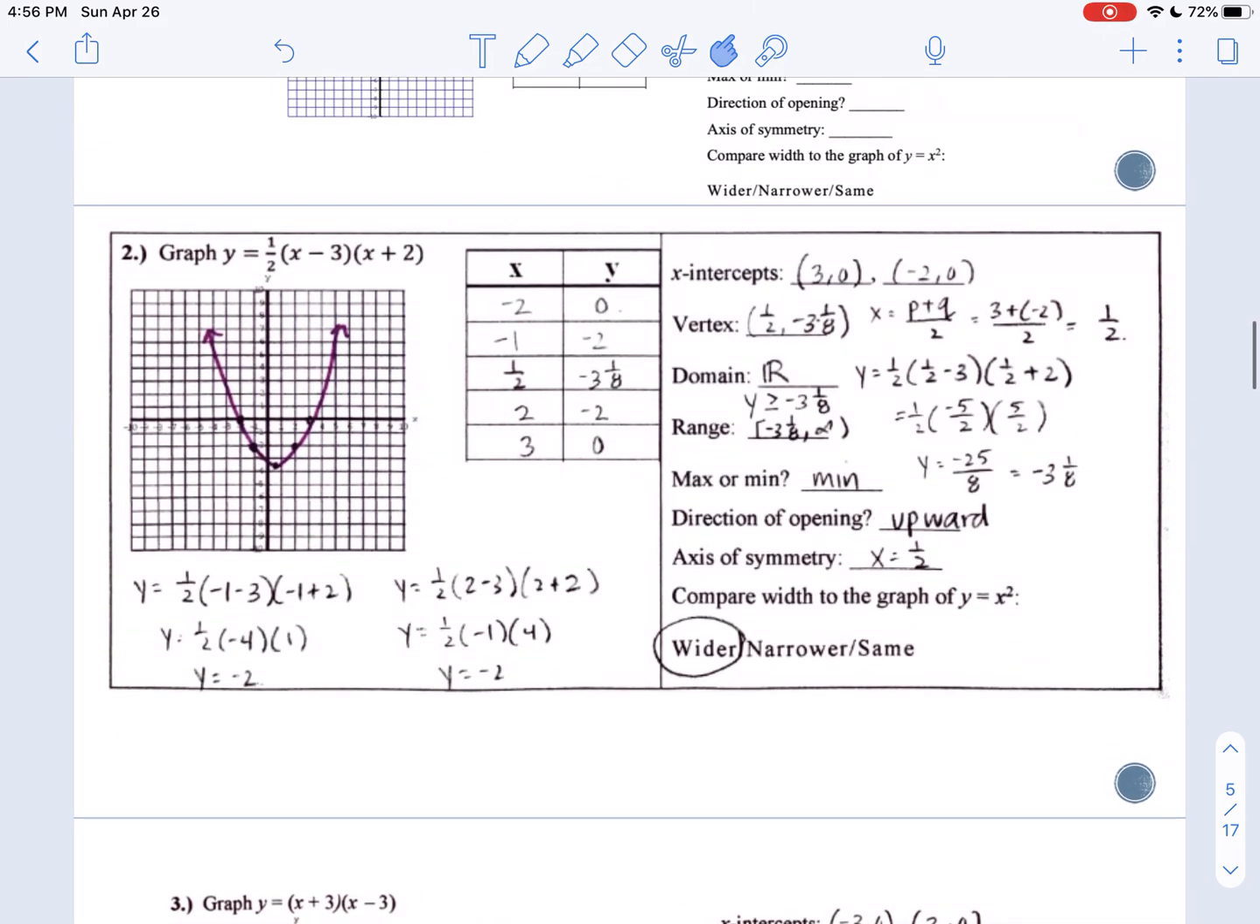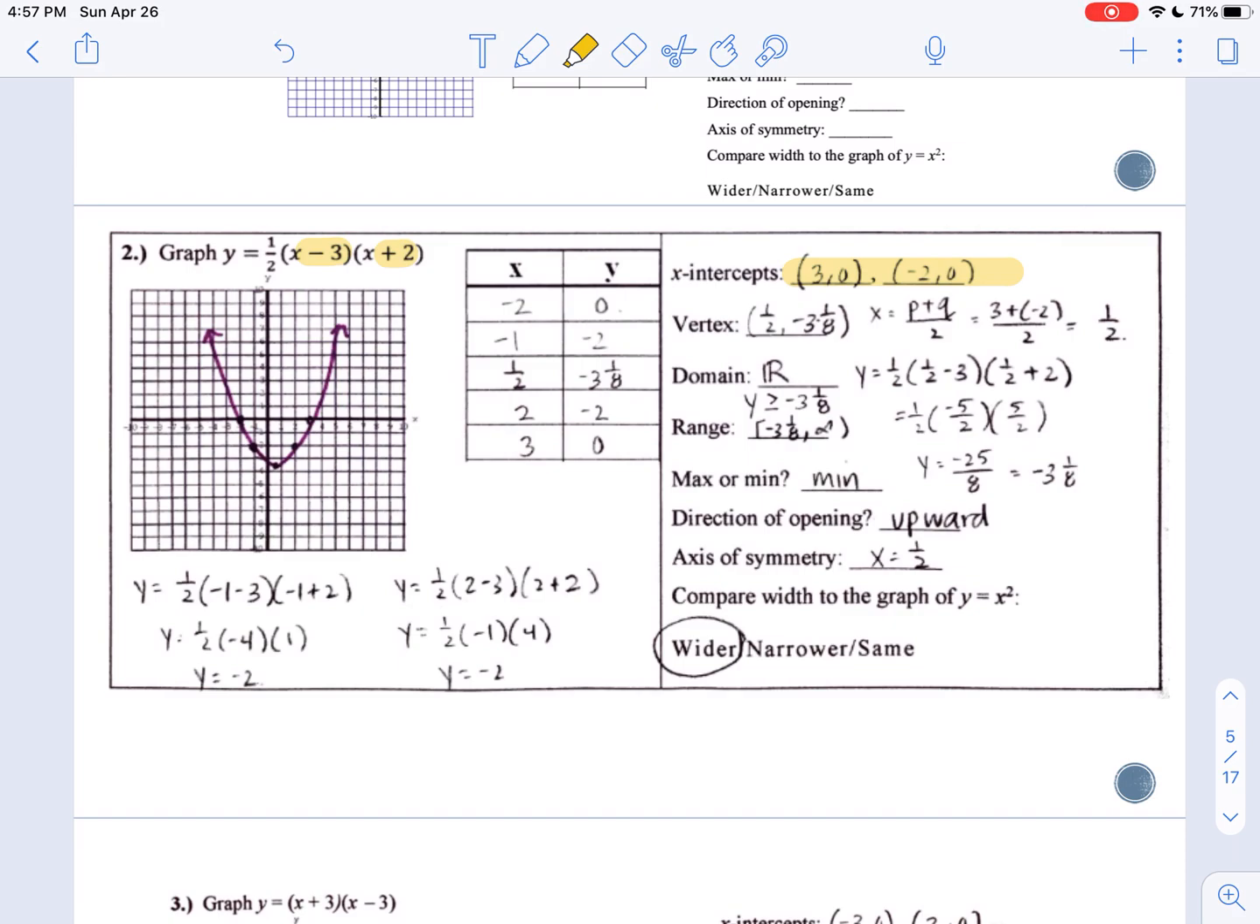All right, so hopefully you finished 2 and 3. We're going to go over the solutions right here. The first thing I did was find my x-intercepts. I looked at my p and my q values, and I found the opposites of those, right? So we have my x-intercepts (3, 0) and (-2, 0). Make sure you have those points as it is written on my notes page.